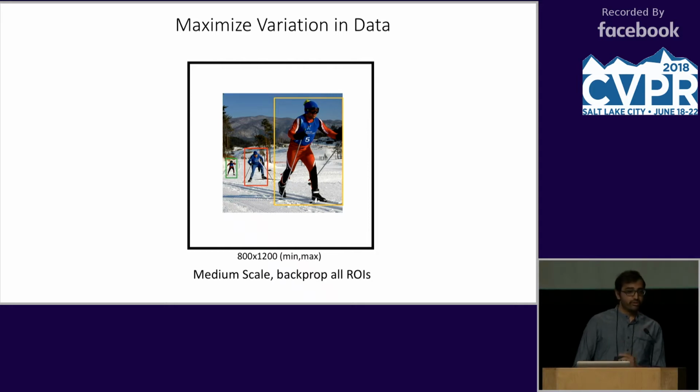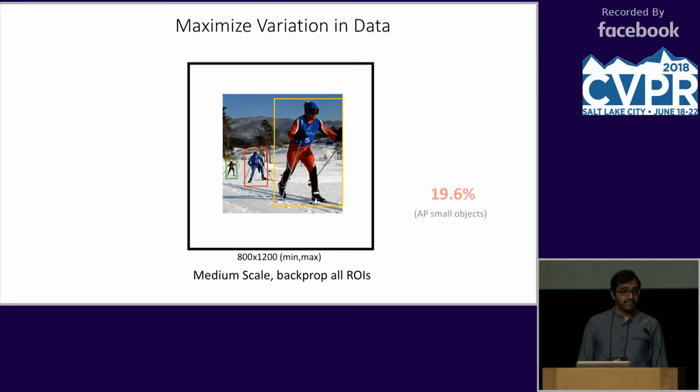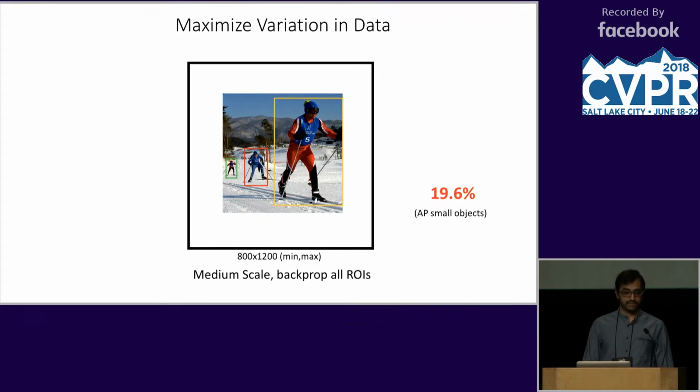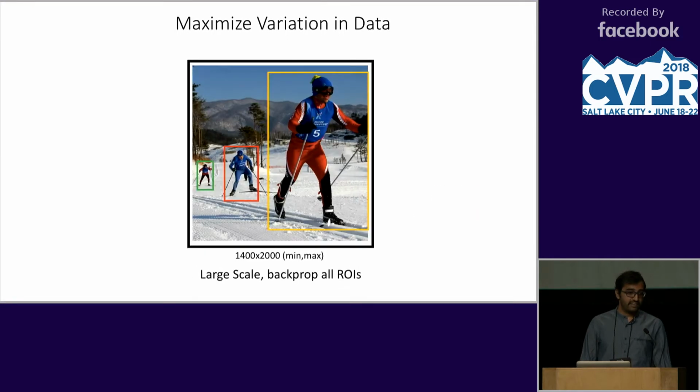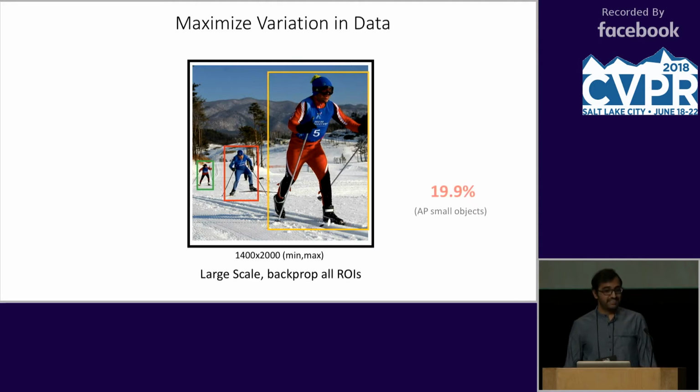Okay, so let us look at the common case of training on 800 by 1200 pixel images. In this case, we use all the ROIs to train our network. Now, this network obtains an mAP of 19.6%. Now, we can use exactly the same procedure, but trained on 1400 by 2000 pixel images. In this case, there is no difference in resolution between training and inference. But surprisingly, even this method only obtains an improvement of 0.3%.